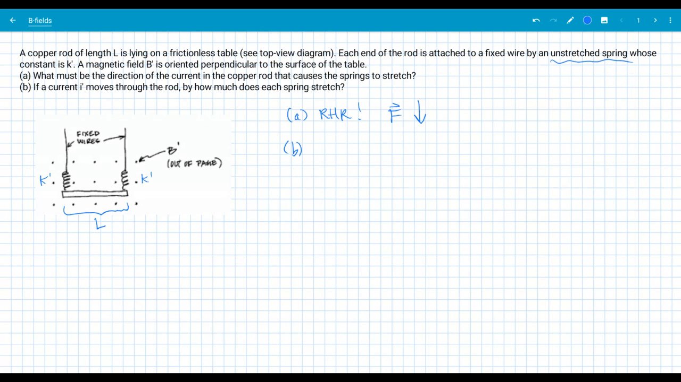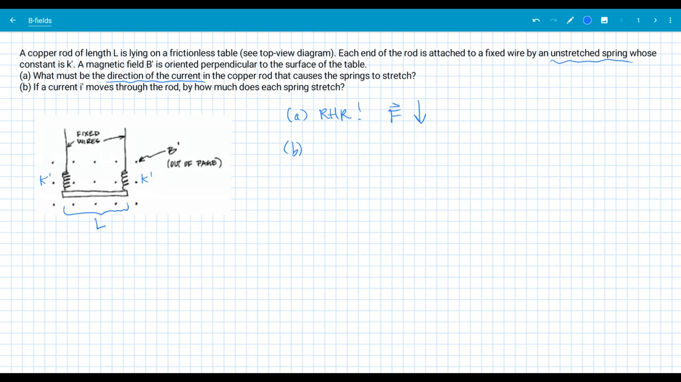your hand moves. Okay. Part B, if a current I prime moves through the rod, by how much does each spring stretch? Cool. So now we're given the current here. Let's see. So right hand rule, the force is going to be down. Oh, here, I'm sorry. A is asking us what must be the direction of the current. I was like, why don't I have that written down?